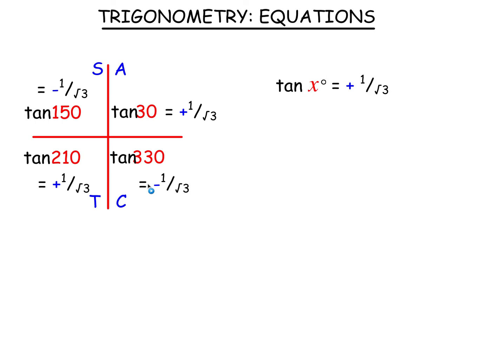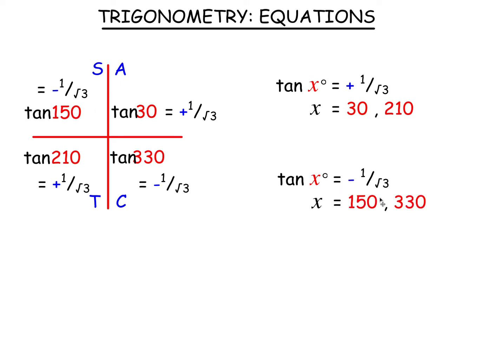So if you're asked to solve that equation, tan x is positive 1 over root 3, pick the A and the T quadrants, 30 and 210. If it had said tan x equals negative 1 over root 3, pick the quadrants where it's not A and T. In other words, the other two, 150 and 330 for the angles. So it's just using this to pick out the correct answers. Some people use the graphs to get the answers. It doesn't matter how you get them.